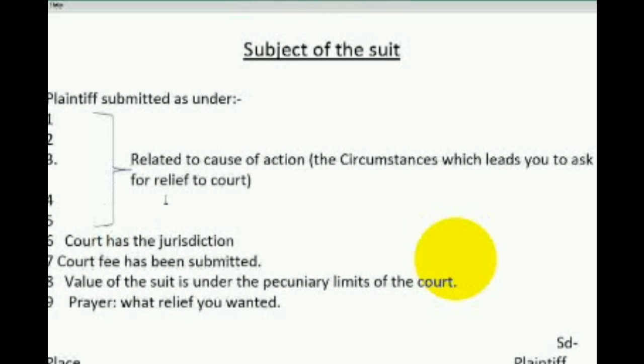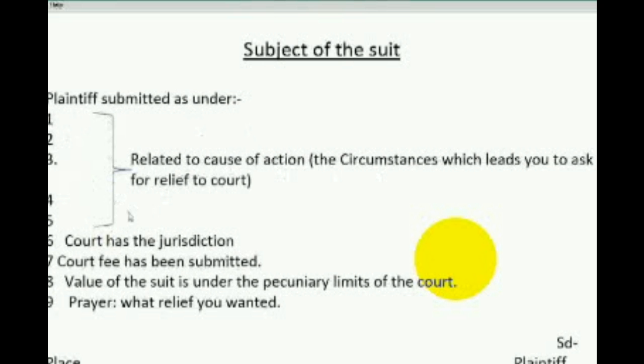First of all, you have to write, plaintiff submitted as under. Now these numbers can vary, you can write 20, 30, 40, as many facts as you want to write, but they should be related to your case. Here I just put an example like 1 to 5 points. These relate to the cause of action, the circumstances that lead to asking for relief from the court.